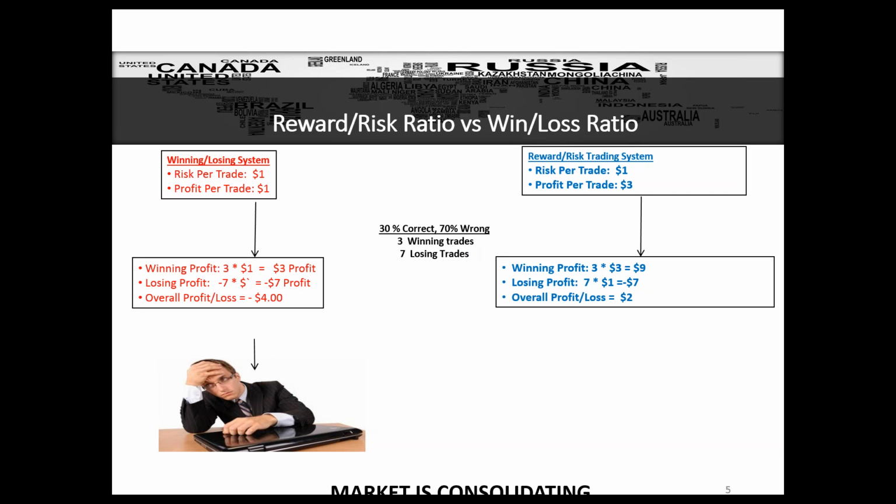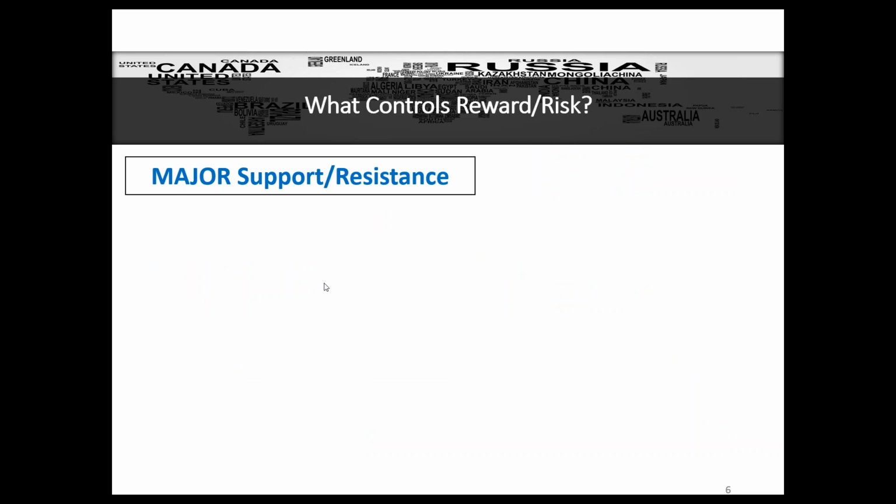Okay, so let me move on forward now. And let's take this and kind of reverse engineer everything and say, okay, what controls reward risk? How do I get a 3-to-1 reward risk using technical analysis? Because I'm not a fundamental trader at all. I'm a pure technical trader. Okay, so how do we do it? What controls reward risk? Reward risk is controlled by support resistance.